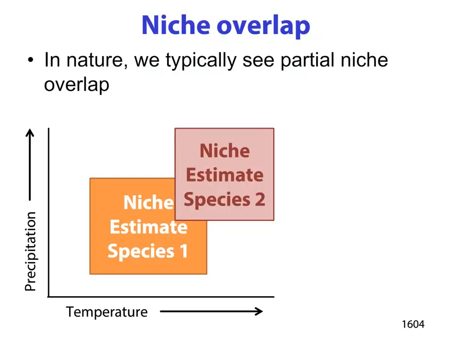So where niches overlap, that's where you're going to see your strongest competition. Okay, so in the previous slide, it should have been in space B. All right, so if you have niche estimate for species 1 and niche estimate for species 2, in nature, we generally only see partial overlap, because if you see complete overlap, then there's going to be a problem. Okay, but wherever these guys happen to overlap, that's the site where you're going to see the strongest competition for resources.